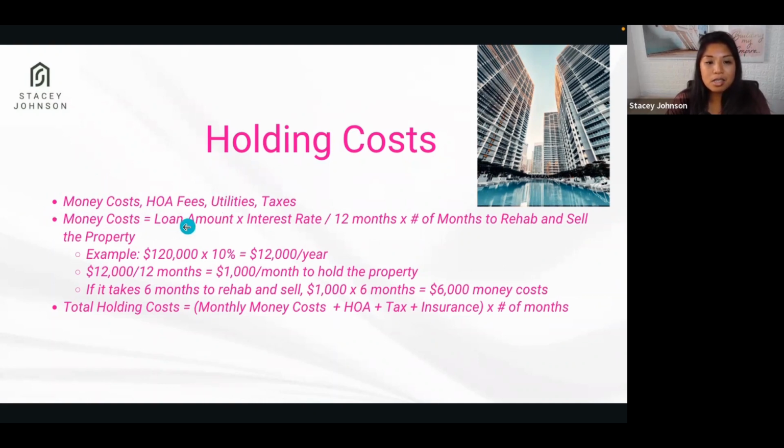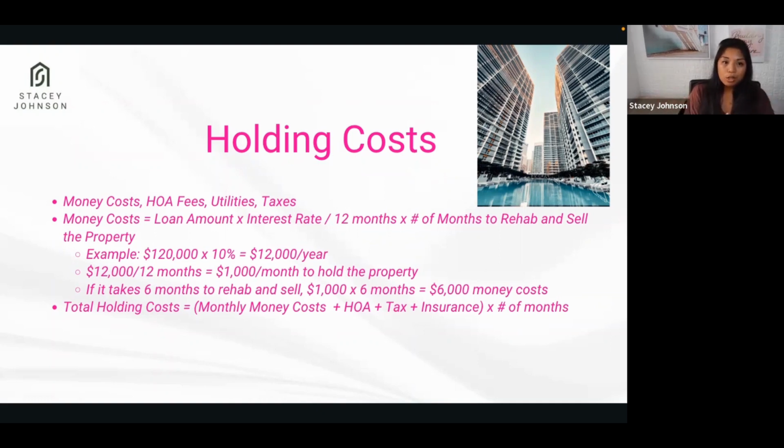Your money cost is equal to your total loan amount times your interest rate divided by 12 months, times the number of months to rehab and sell the property. So for example, if you have a $120,000 loan amount, typically what that's going to look like is you're buying a house for $100,000 and it costs $20,000 just to buy the house. So if you add that together, you get $120,000.